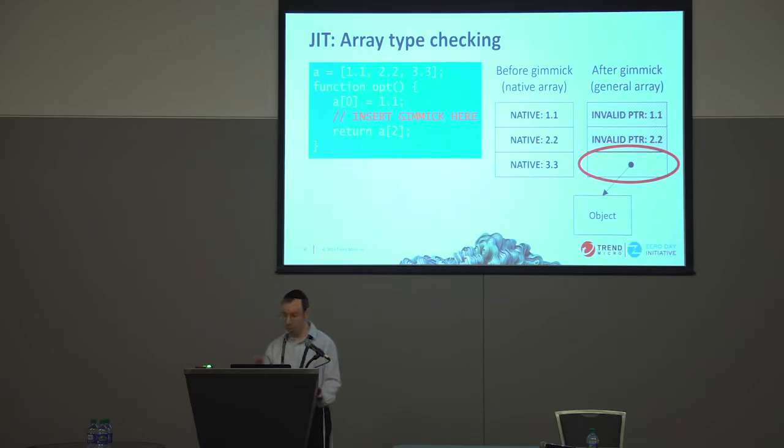So we see that with one cunning gimmick, an attacker can both reveal arbitrary object pointers as well as forge arbitrary pointers to be injected into the JavaScript execution. And these two capabilities are sufficient to compromise the security of the entire process.